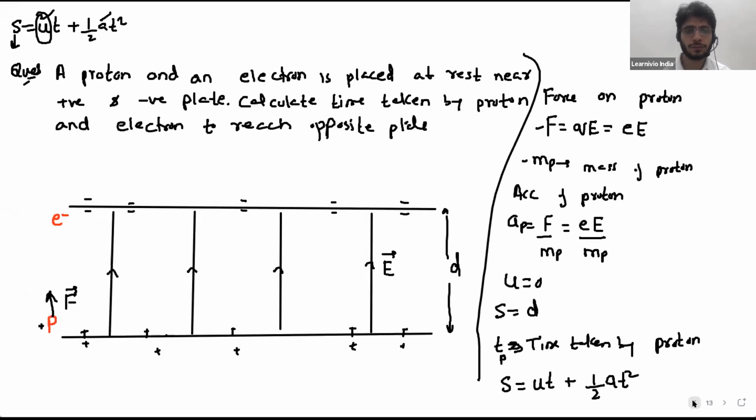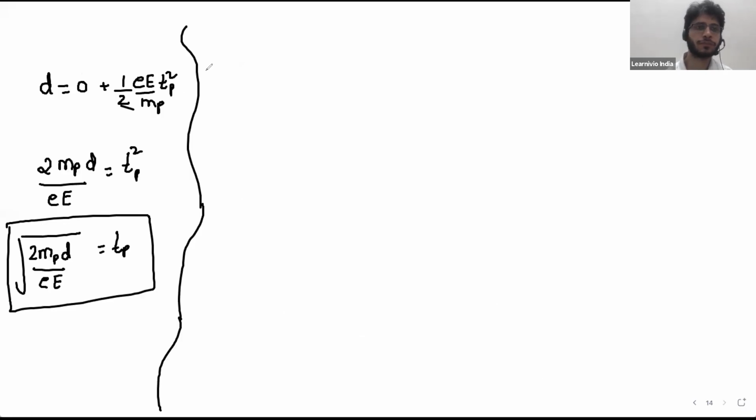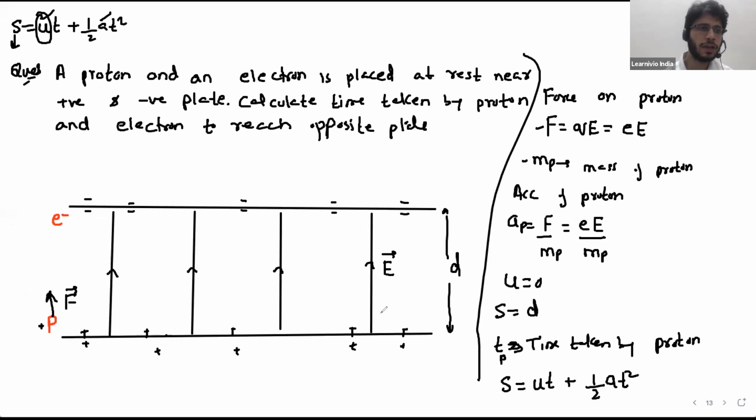Okay, next is, now if I write this for electron. This electron is here. What is the direction of force on this electron due to electric field? In which direction will this electron experience force? Downwards. Why downwards? Because it's negative. Direction of force is opposite to that of electric field.